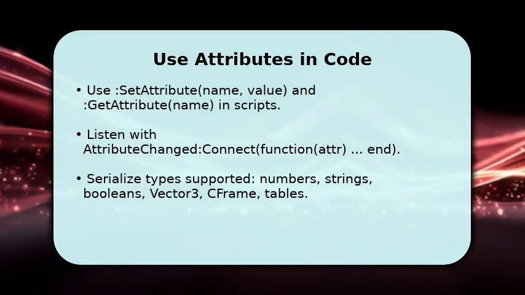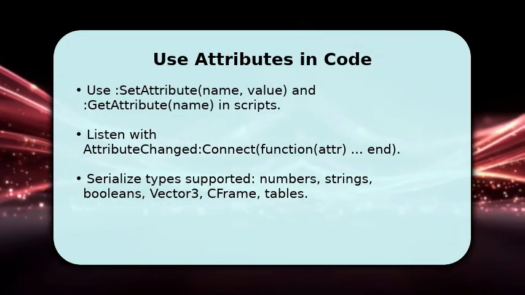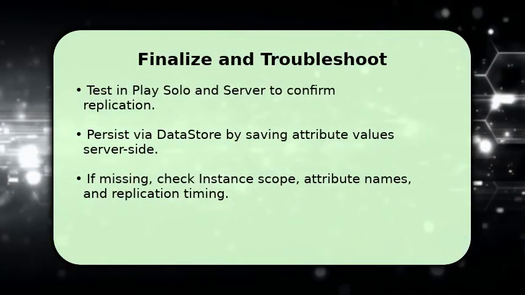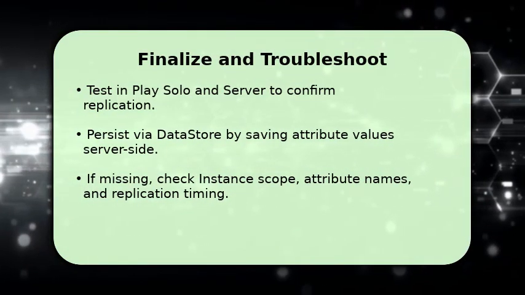Once attributes hold the right types, make sure clients and servers agree on naming and types. To avoid nil reads, you finish by testing attributes in both client and server contexts. Run Play Solo, then Server to confirm replication.